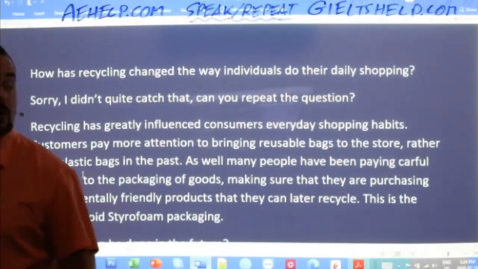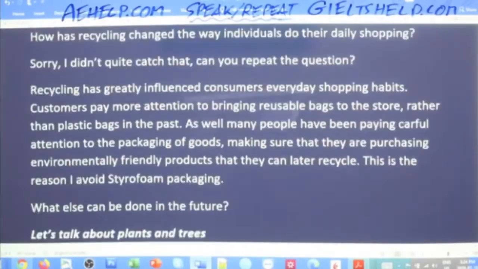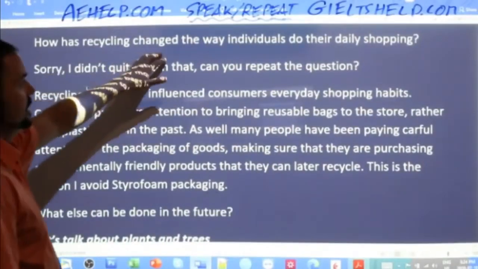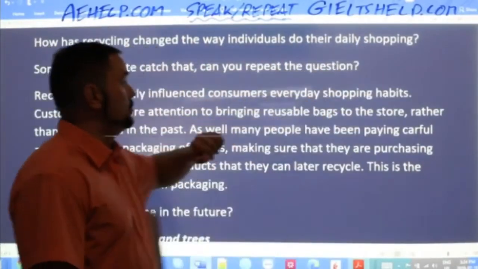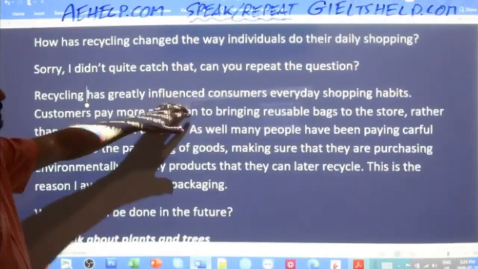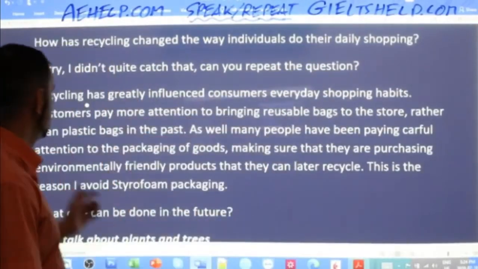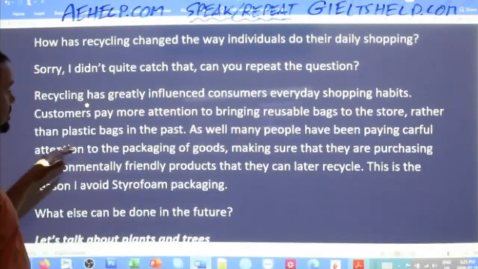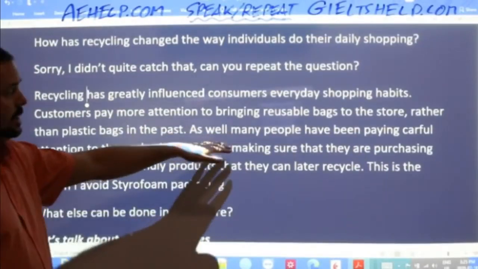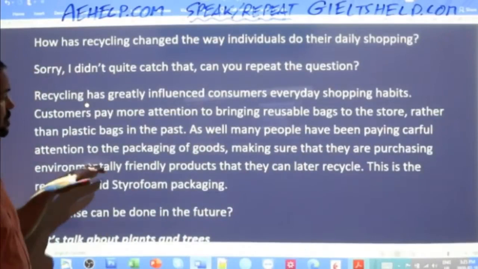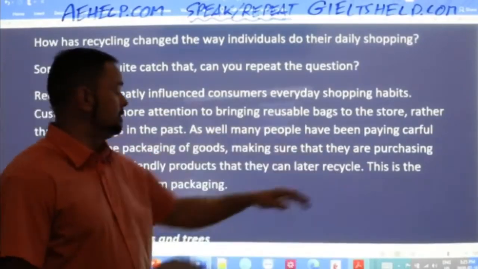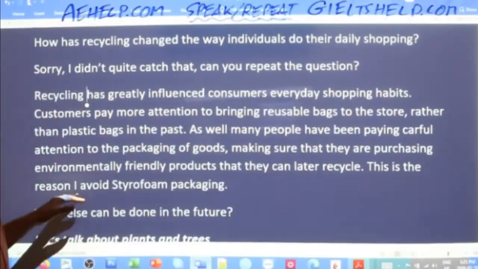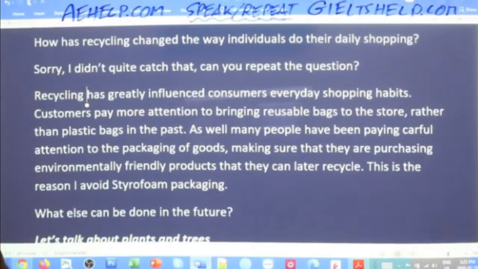Okay, so repeat after me. And notice how I'm using the question to help me answer accurately. How has recycling changed the way individuals do their daily shopping? Recycling has greatly influenced consumers' everyday shopping habits. Customers pay more attention to bringing reusable bags to the store rather than plastic bags in the past. As well, many people have been paying careful attention to the packaging of goods, making sure that they are purchasing environmentally friendly products that they can later recycle. This is the reason I avoid styrofoam packaging.